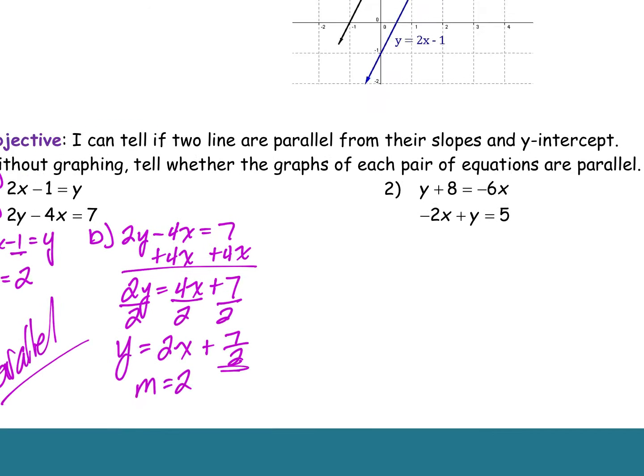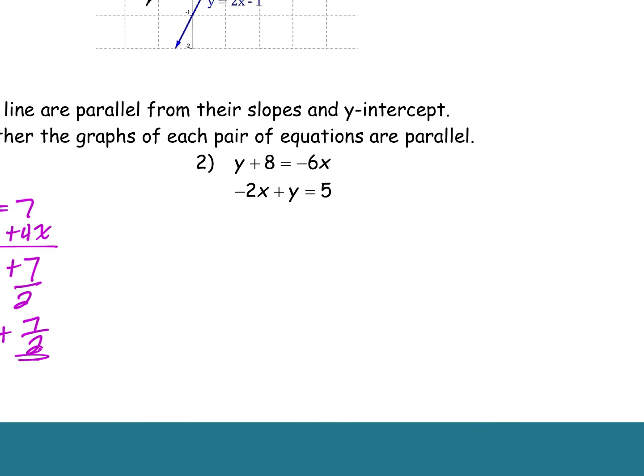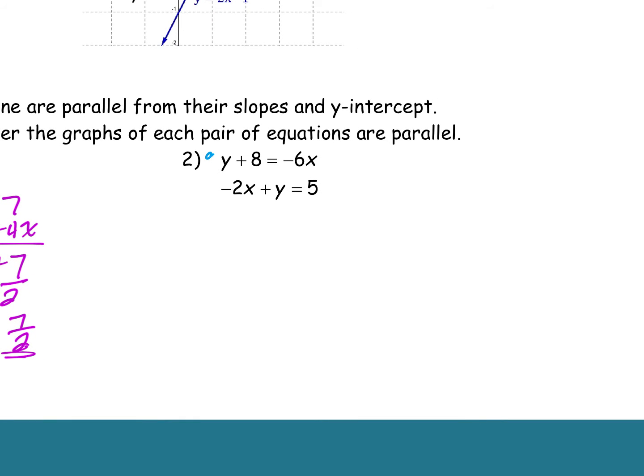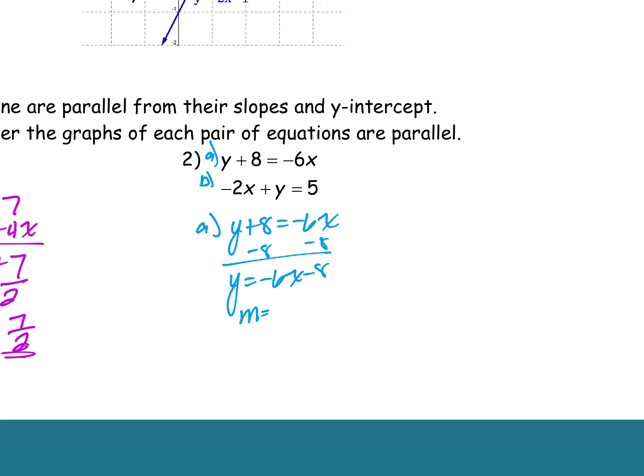Okay. So let's do number 2. So I've got line A and line B again. So y plus 8 equals -6x. What do I do first? Minus 8. So I get y equals -6x minus 8. What's my slope?